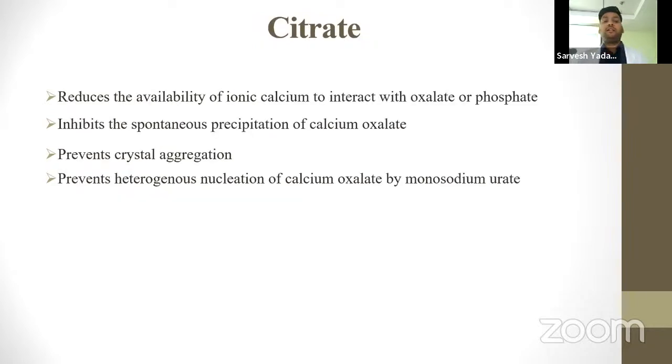Citrate. Citrate reduces the ability of ionic calcium to interact with oxalate or phosphate. It inhibits the spontaneous precipitation of calcium oxalate and prevents crystal aggregation, which prevents the heterogeneous nucleation of calcium oxalate by monosodium urate.